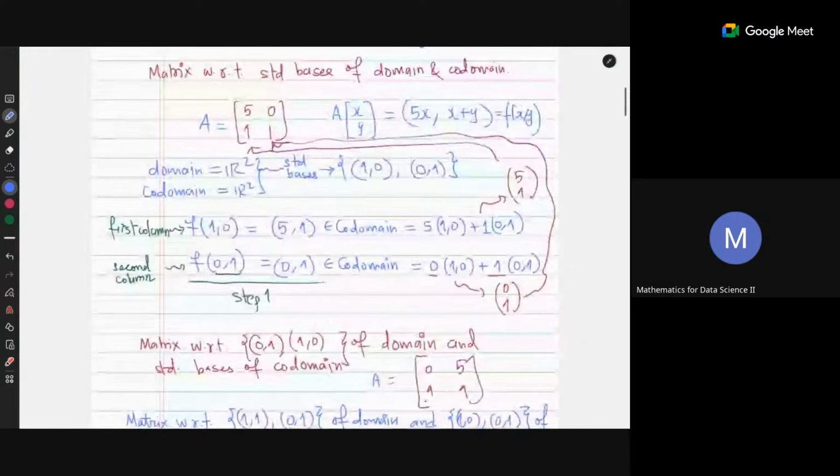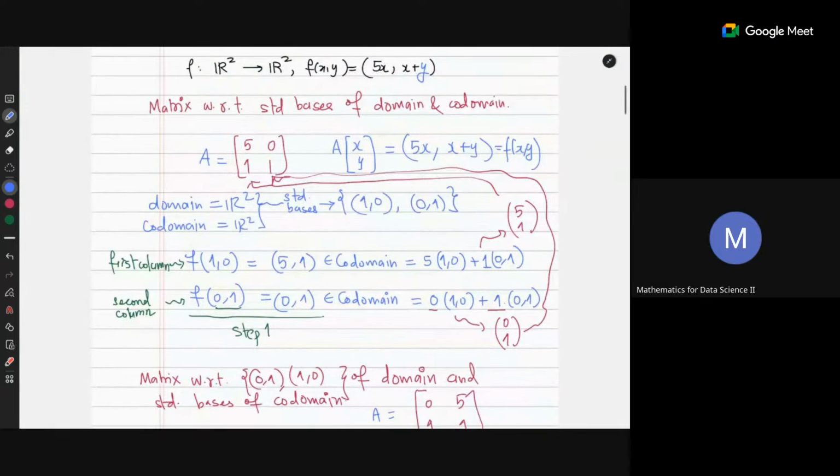There is no limitation that we can only work with R2 and maps from R2 to R2. There is no restriction like that, because whatever we have seen, we can generalize. So our domain can be some Rn, and the codomain can be some Rm. If you take your domain to be Rn and your codomain to be Rm, then the corresponding matrix will be of order m cross n.